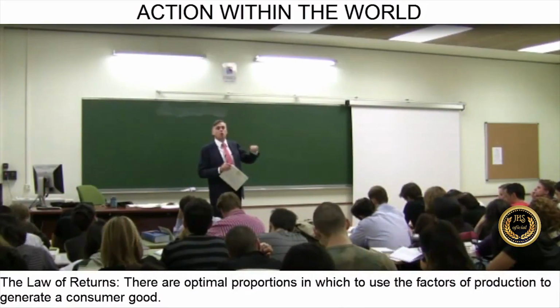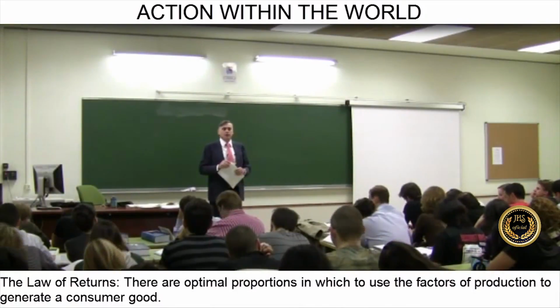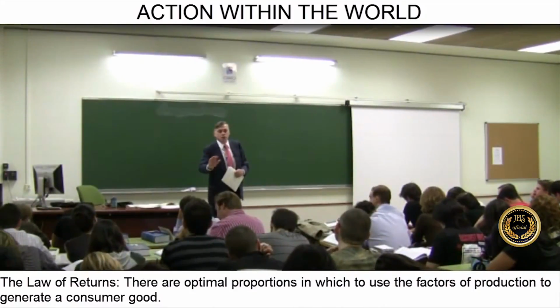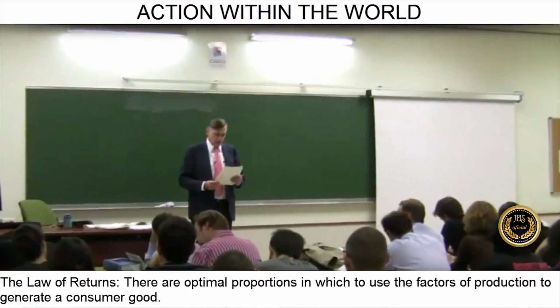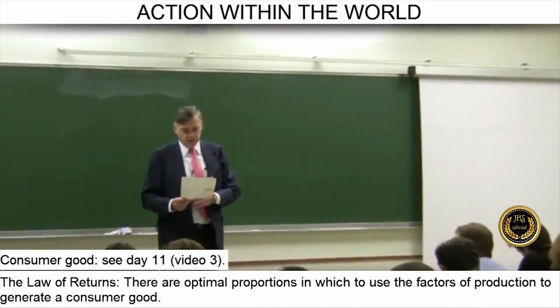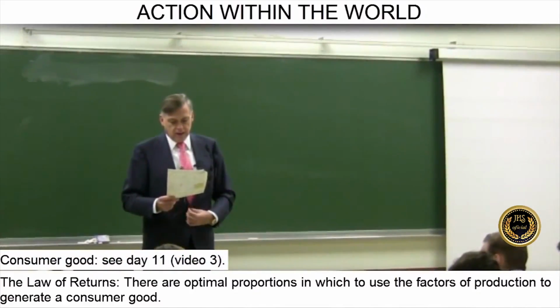There are optimal proportions in which to use the factors of production, or higher-order economic goods, to produce what we called first-order economic goods, or consumer goods, those that directly satisfy human needs.